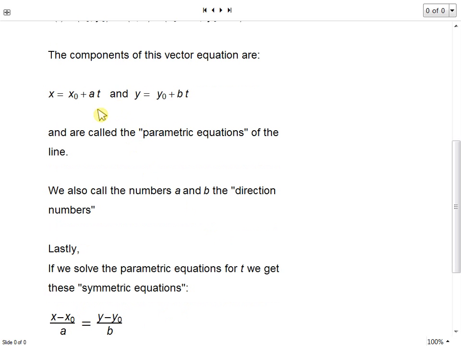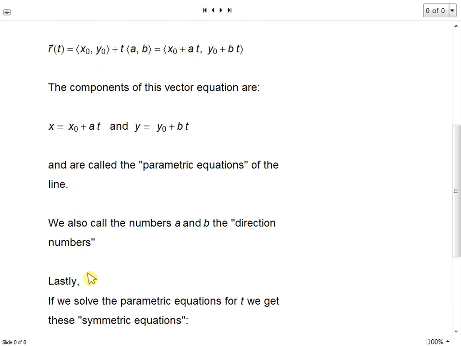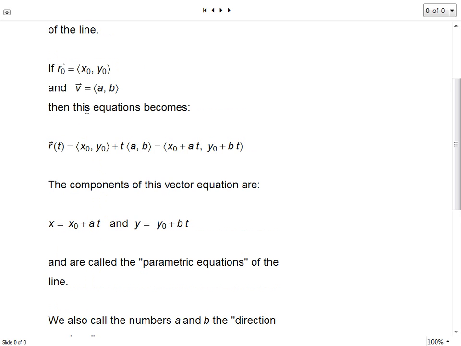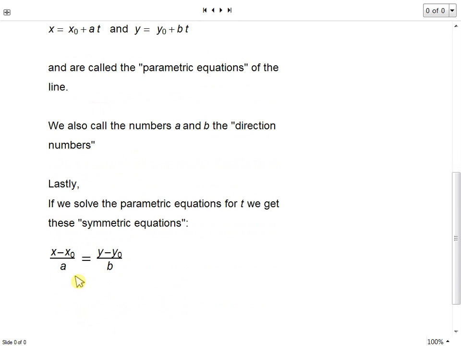And finally, if you take these parametric equations, couldn't you solve each of these for t? How would you solve this one for t? Take x naught over to the other side, divide by a. Over here, take y naught to the other side, divide by b. Then they would both be solved for t, wouldn't they? So you set them equal to each other, and you get what are called the symmetric equations. So we have several different variations of equations of lines. We have the vector equation of the line, which is basically up here. We have the parametric equation of a line, which is here. And we have the symmetric equation of a line, which is here.